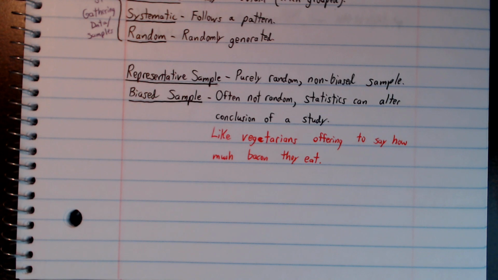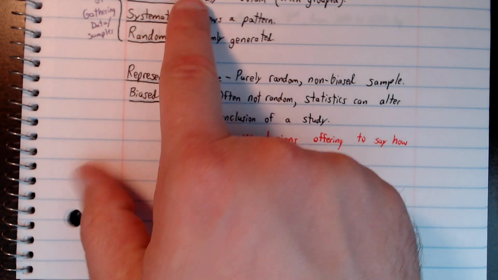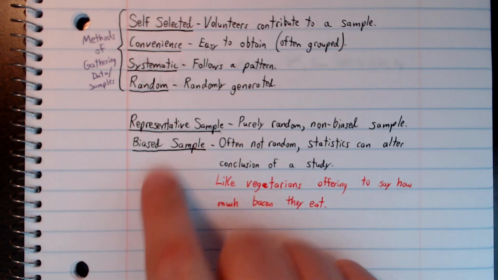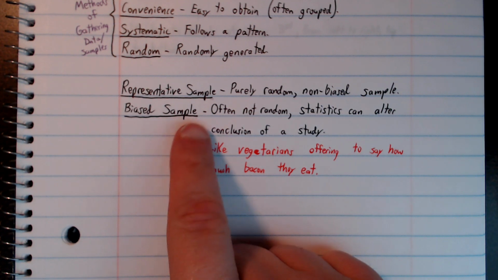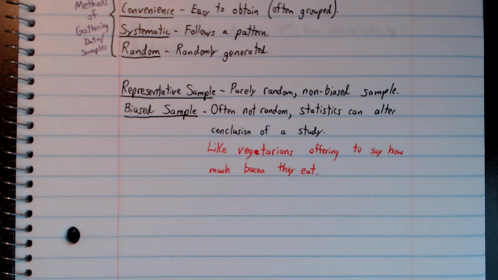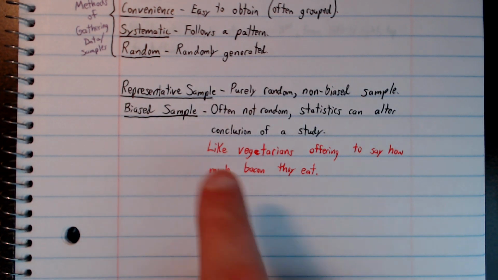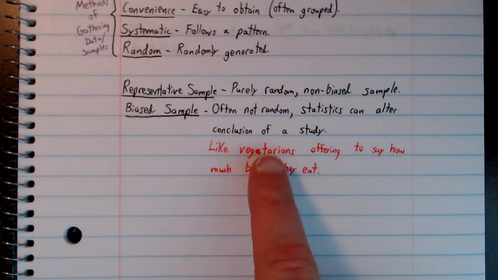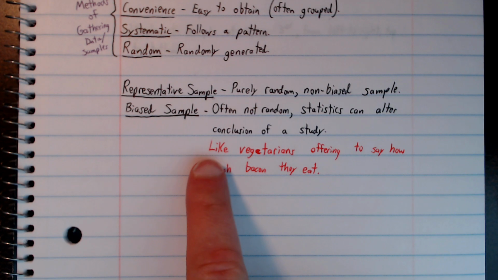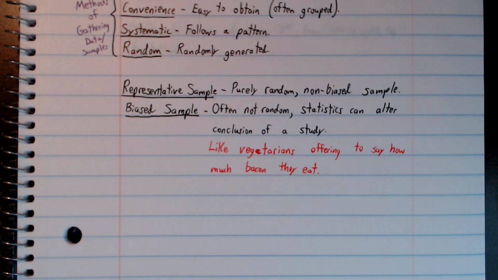Anyways, you've got two different things that could happen, which we started talking about up here with the self-selected. You have a representative sample, which would be a purely random, non-biased sample, and then you have biased, which means often not random, and the statistics can alter conclusions of a study. So if people were really willing to go up and talk about something, that could throw it off.